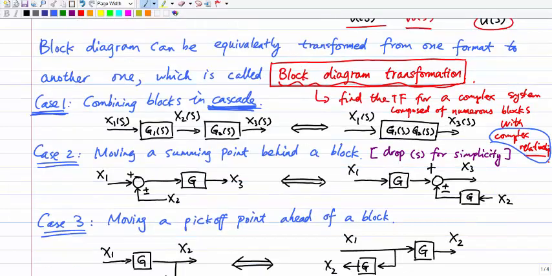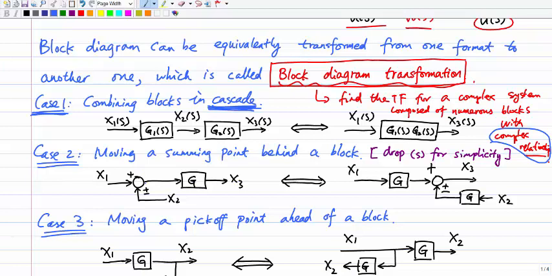So originally the summing point is in front of the block, for example here. It means I have two inputs. Here I already dropped all the s; I should have X1(s), X2(s), X3(s), and G(s), but I dropped that for simplicity, okay? So if I input X1 and X2, with a plus or minus, and they go through this G transfer function, then the output is X3, okay?